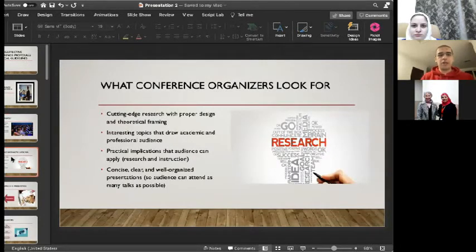So conference organizers are always looking for proposals that cover cutting-edge research with proper design and theoretical framing. They're also looking for interesting topics that are likely to engage and draw both academics and professionals in the field. They are really interested in practical implications that the audience can apply either in teaching or research. They are also looking for concise, clear, and well-organized presentations so the audience can attend as many talks as possible and absorb as much information as possible.